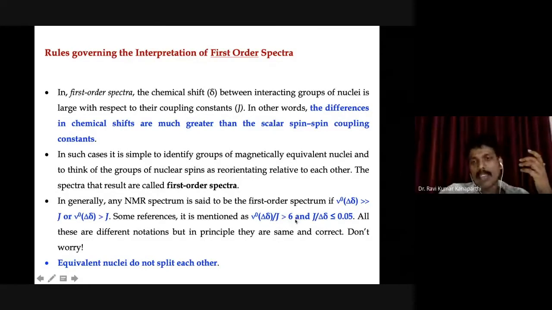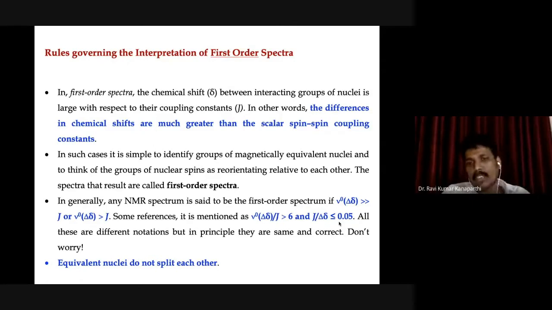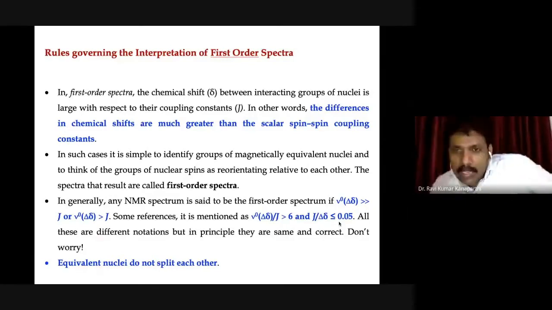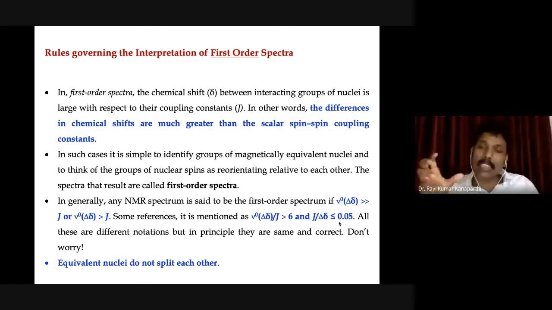In some textbooks you may see the reverse trend, saying the ratio J to delta is much less than or equal to 0.05. This is the criterion you will find in some textbooks. That is also the same; some people write it in a slightly different way, but essentially the condition is the same. When the resonance difference between the NMR peaks is much larger than the coupling constant, we call it a first order spectrum. That is the basic principle.